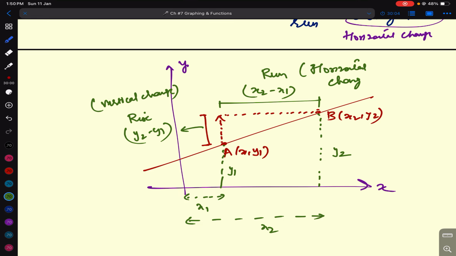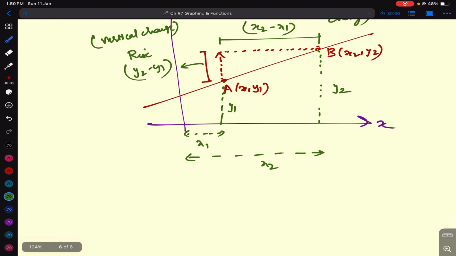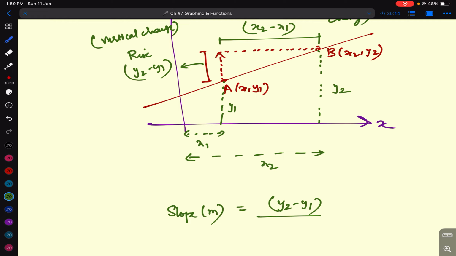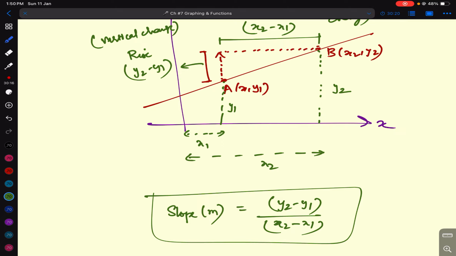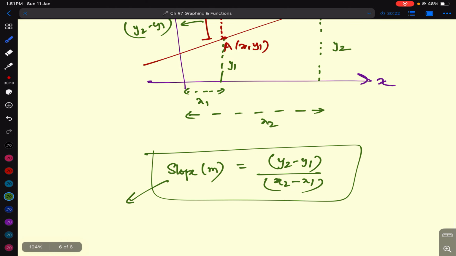Clear? So when I have to represent the slope, which is generally represented with m, that is y2 minus y1 over x2 minus x1. Okay, so this is how I will represent my slope. It's the slope of the line. Clear?